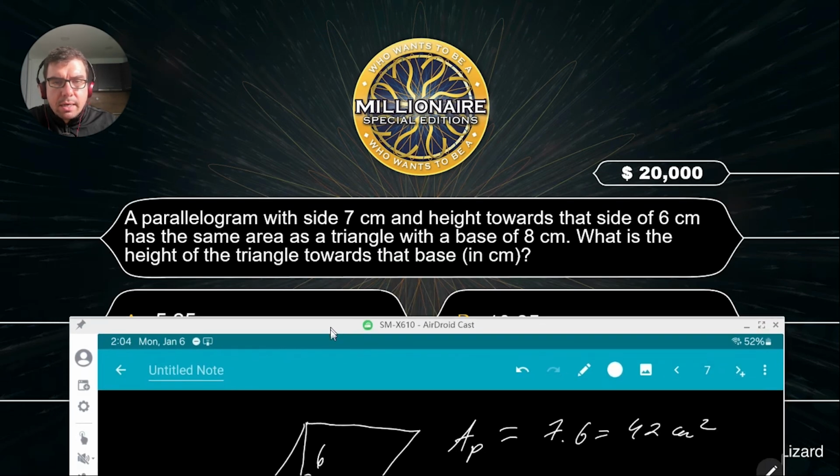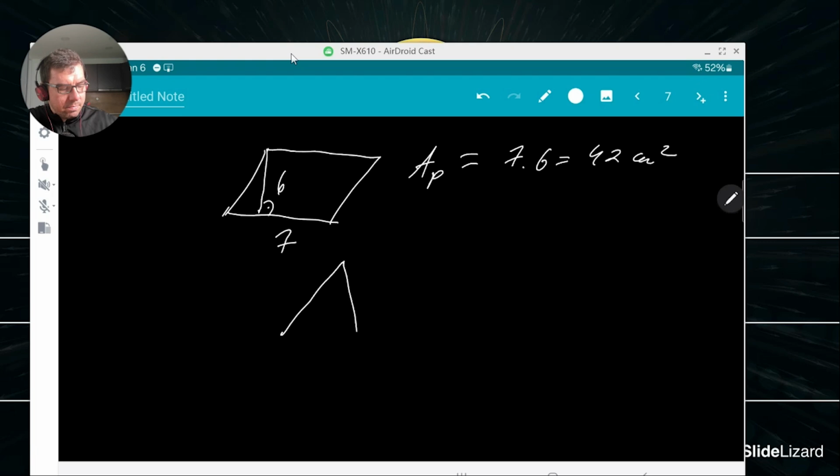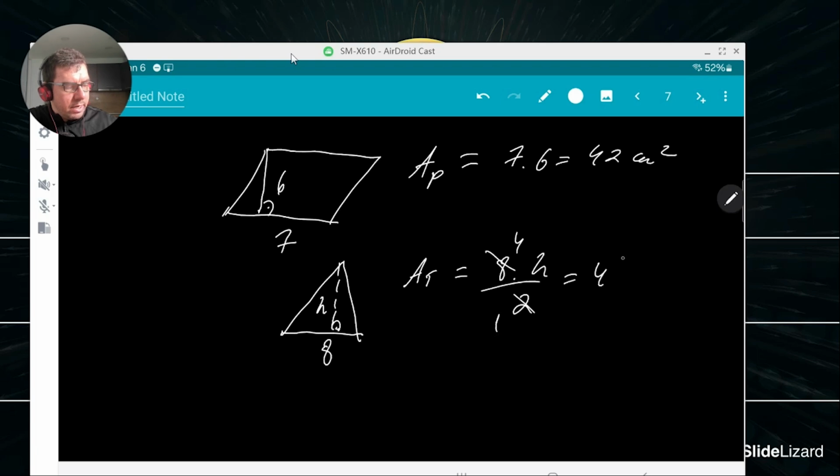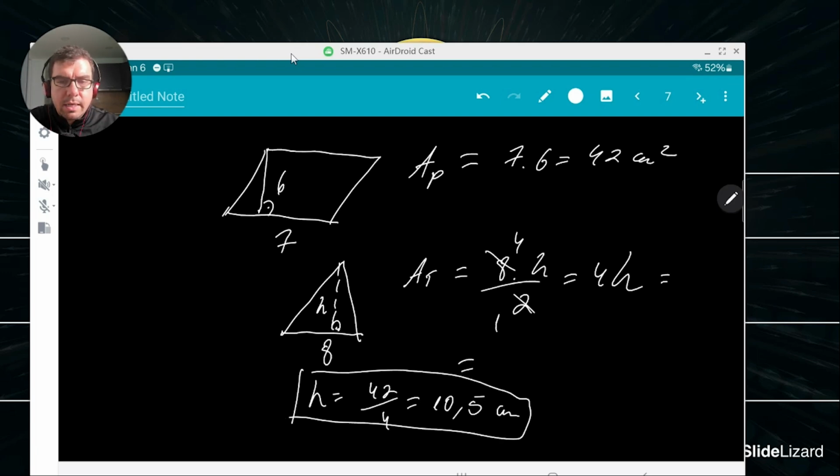And now the triangle has a base 8. This is the height. So the area of the triangle is base times height over 2. So 8 times h over 2. I reduce here, I get 4, 1. So this is 4h. And this area has to be the same as the area of the parallelogram, which is 42. This means that h is 42 divided by 4, and that gives us 10.5 centimeters. And that's the answer.